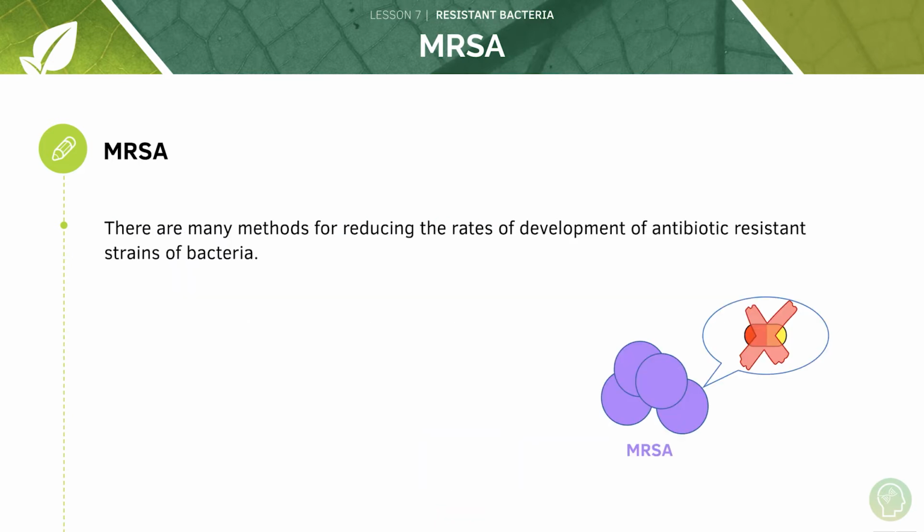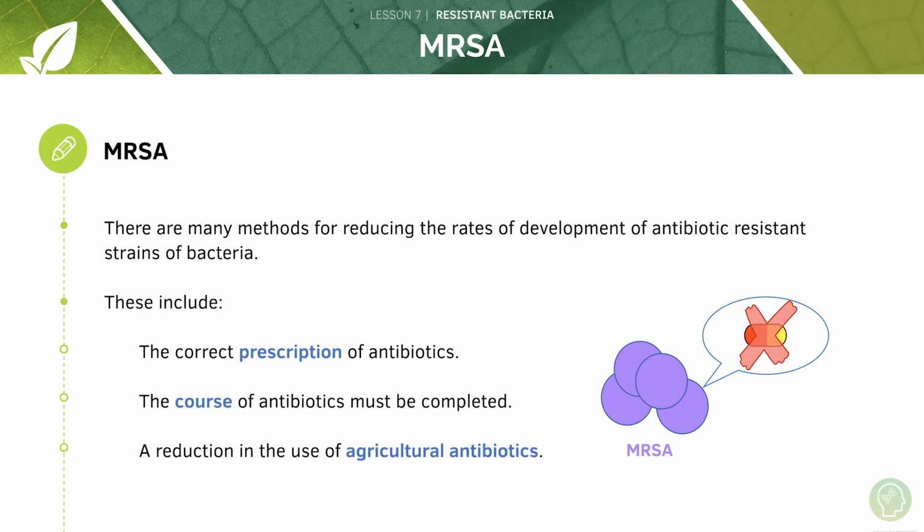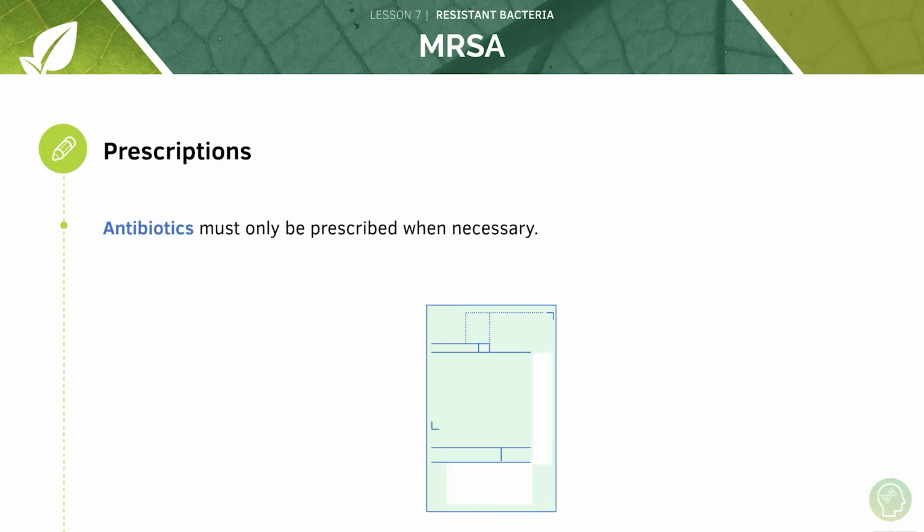Now, there are many methods for reducing the rate of development of antibiotic-resistant strains of bacteria. These include the correct prescription of antibiotics, and the course of antibiotics must be completed. And also, we must reduce the use of agricultural antibiotics too, because this can contribute to the development of resistant strains. Now, why is it important that we slow the rate of the development of antibiotic-resistant strains of bacteria? Well, antibiotics are our key method of killing bacteria. So we want to slow the rate at which they're evading this.